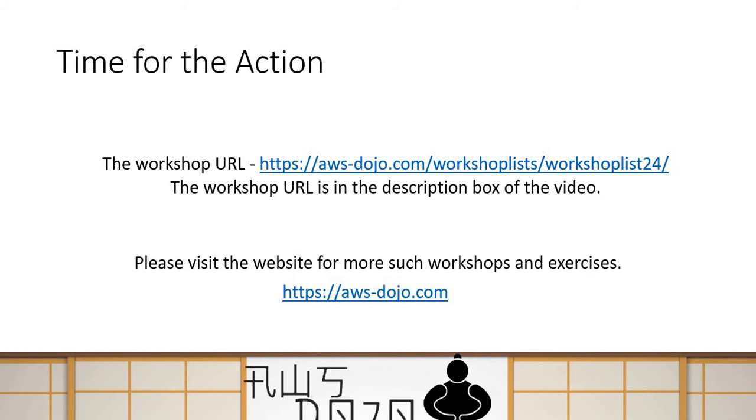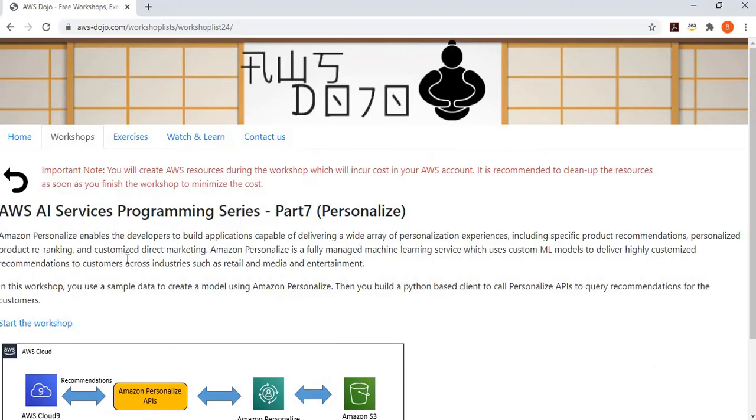We have provided a description and URL of this workshop in the description box below, so you can use it from there. I'm going to walk you through the steps of this workshop and explain what we are doing to implement this scenario. You can use this URL to access the workshop free of cost at any time, and implement the scenario on your own to learn about Amazon Personalize. So let me jump to the workshop now.